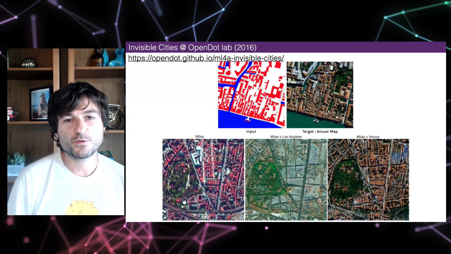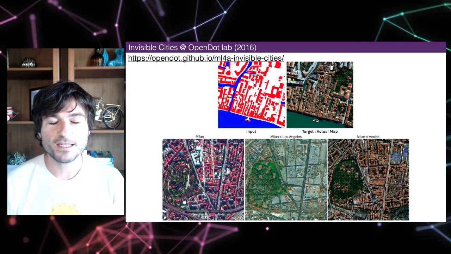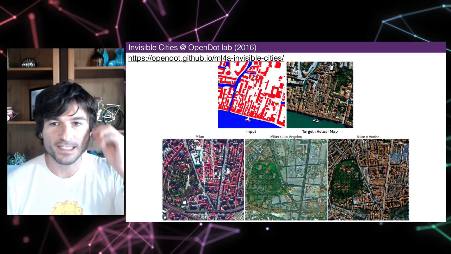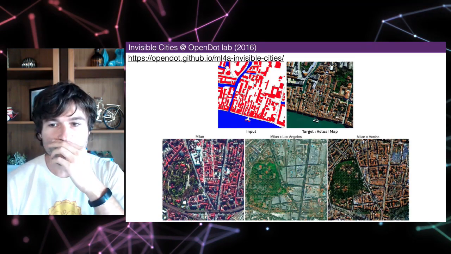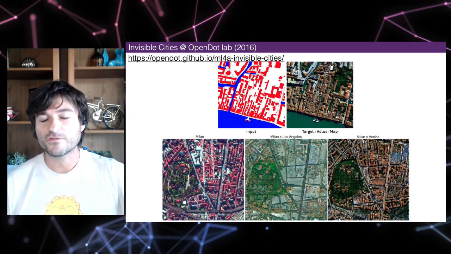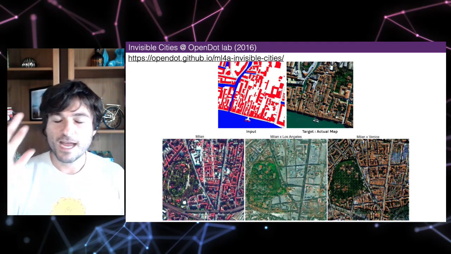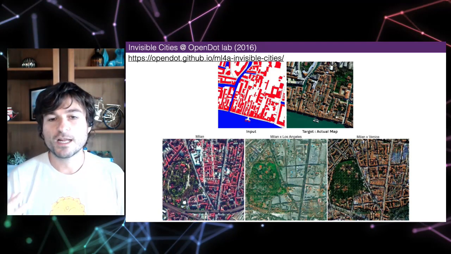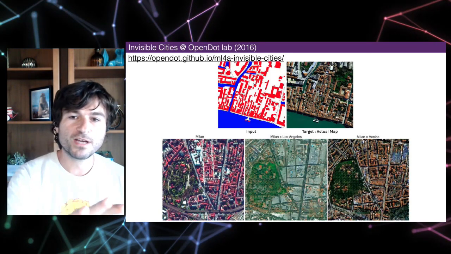My first project with this was with some collaborators in Milan at Open Dot Lab, for a project we called Invisible Cities. This is named after the book by Italo Calvino. And here what we did was we downloaded lots of map tiles from OpenStreetMap and corresponding satellite imagery from a whole bunch of different cities and trained pix2pix in order to convert the map tiles into the satellite imagery tiles.